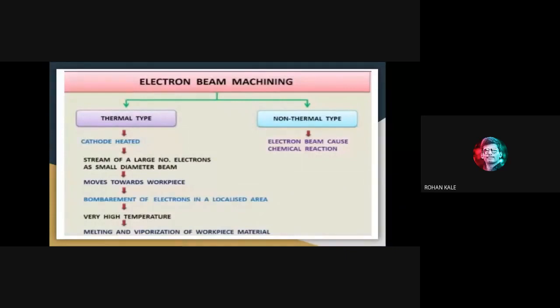In this thermal type, a cathode is used, and that cathode filament is heated to a very high temperature. So a stream of a large number of electrons comes as a small diameter beam, that is the electron beam, from that filament. You can see the cathode filament is heated, then a stream of a large number of electrons comes as a small diameter beam.